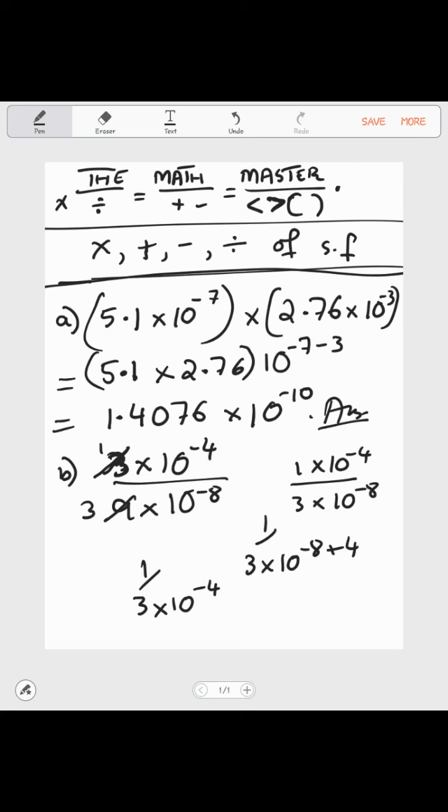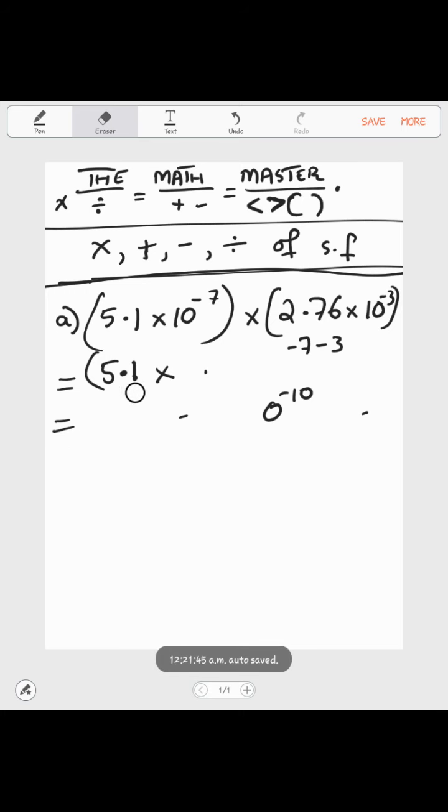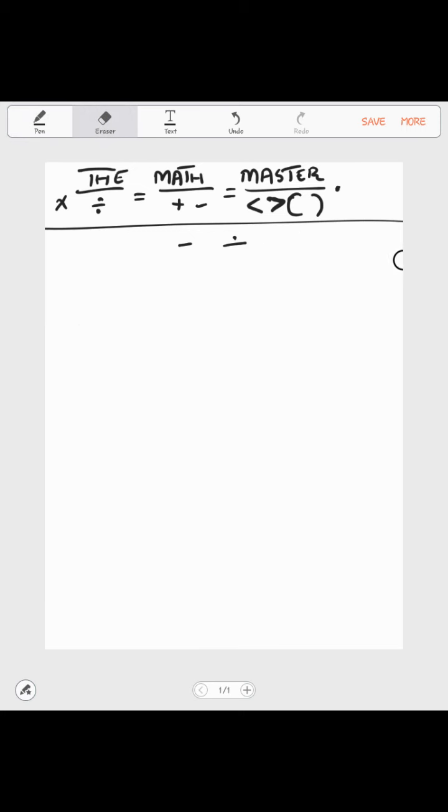So let's get back to the business again, and let's do more questions. Erase this to give a better understanding. Alright, so we have this question right here, which is 6 into 10 to the power of 5 minus 3.1 multiplied by 10 to the power of 7.